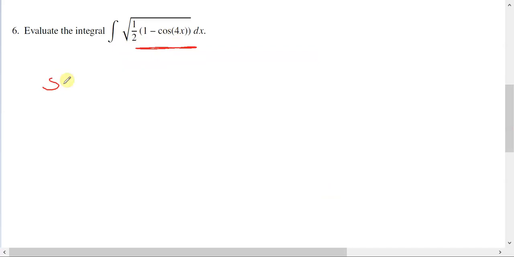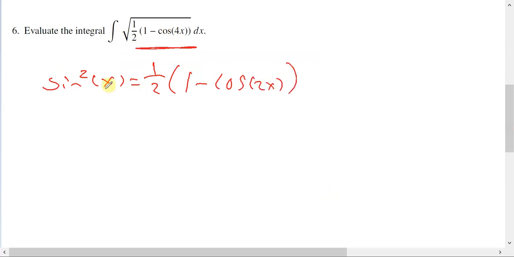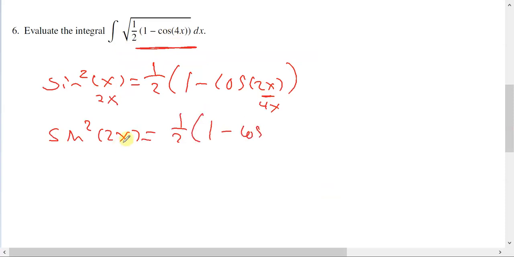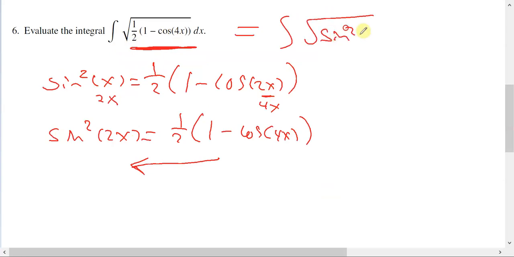Remember that sine squared x can be rewritten as 1/2 times 1 minus cosine 2x. And there's nothing special about x. If this were 2x to begin with, then this one will be 4x. So sine squared 2x is 1/2 times 1 minus cosine of twice the 2x. And so if you read it this way, that's exactly what I have there. This is the integral of the square root of sine squared 2x.